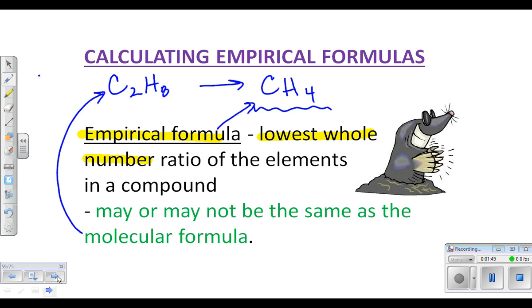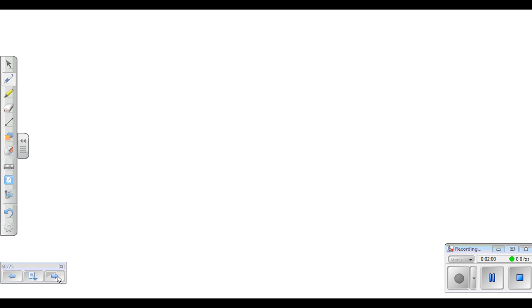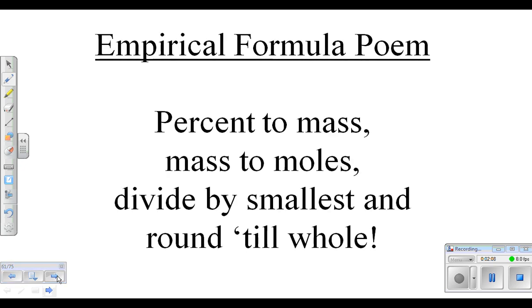So we're going to talk a little bit about how to calculate them. I do have steps written here, and I think these are also in your notes, but I really just want to talk about the poem, okay? If we're given a 100-gram sample, we're going to assume that we have a 100-gram sample. So for empirical formulas, the poem to do this is you're always going to take the percent to mass, which means you're just going to change the percent sign to grams. And then you're going to do mass to moles, which means you're going to change that gram value into moles by using your molar mass.